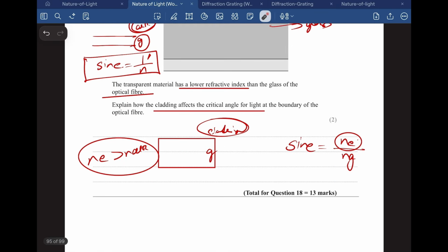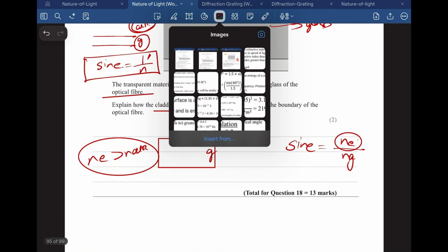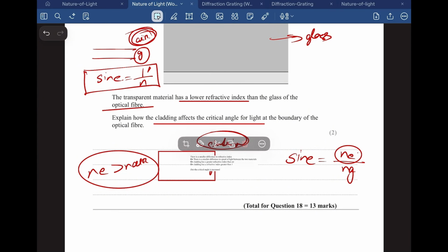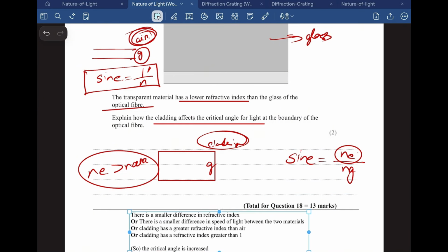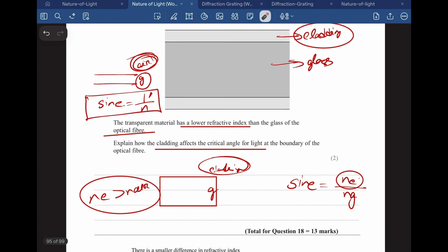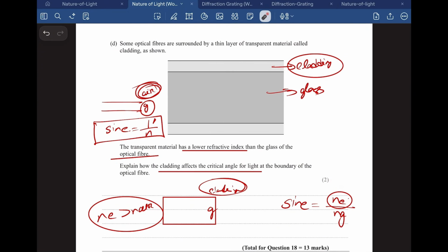Okay, so this is the answer. We can just put it right here. You can just answer it like this: the cladding has a refractive index greater than the air, so the critical angle is increased. That is the main thing, and that is how you should be answering this question.